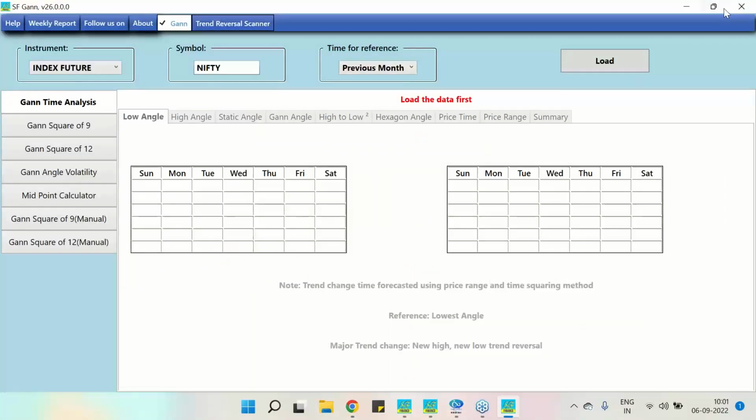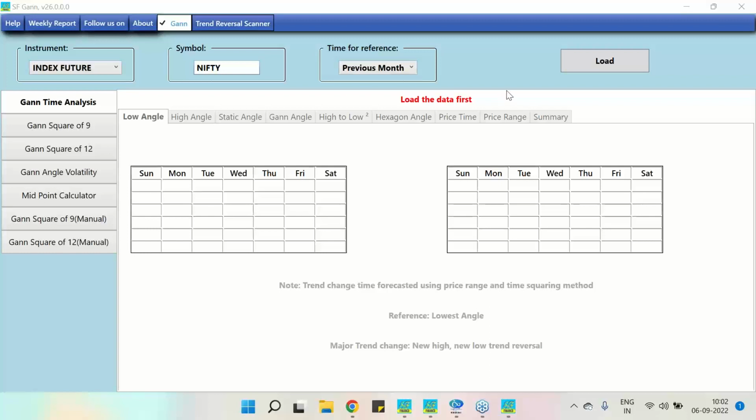Now Gautam will take over and he will explain about the Gann trend reversal dates for the month of September, only for Nifty and Bank Nifty. Over to Gautam. Good morning all. Today I am going to explain trend reversal dates for Nifty and Bank Nifty for the month of September.